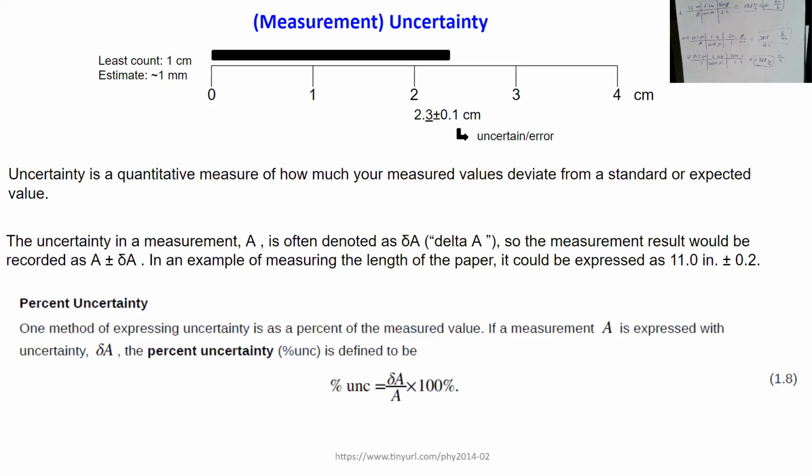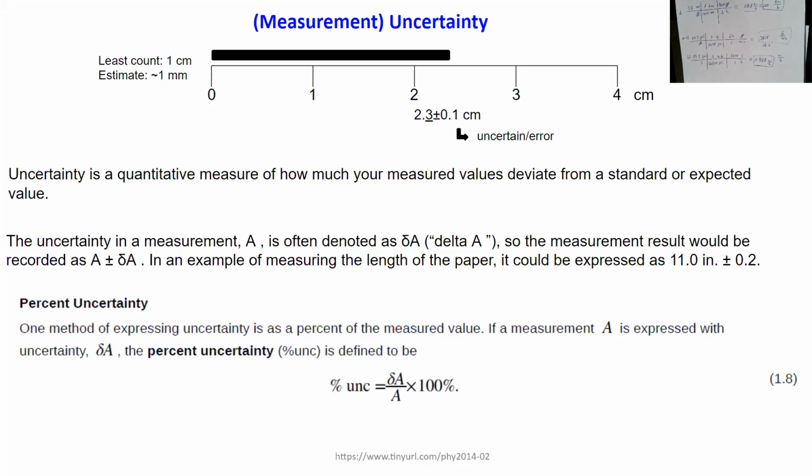So usually you take 1/10 of the least count as your uncertainty. Least count is 1 centimeter, so 1/10 of it is your uncertainty, or sometimes some people refer to it as error. So 2.3 plus or minus 0.1 centimeter, that's how you want to report. This is one way to report your actual measurement with uncertainty.